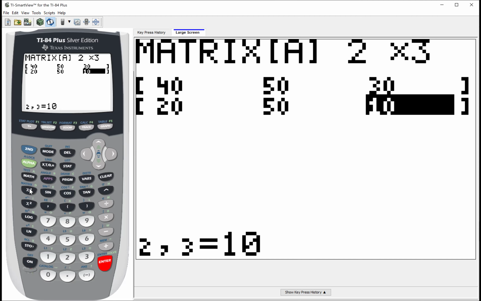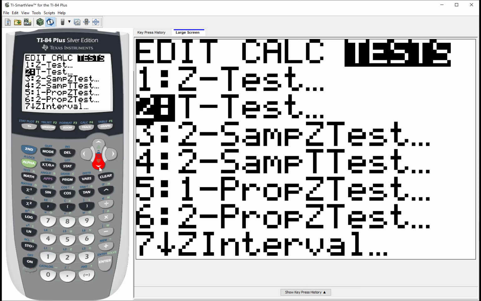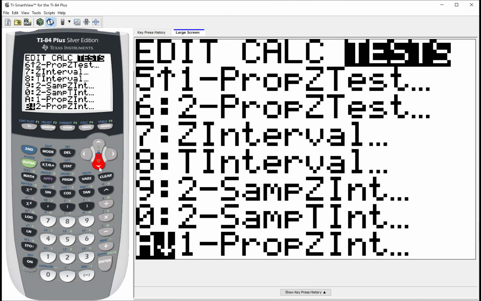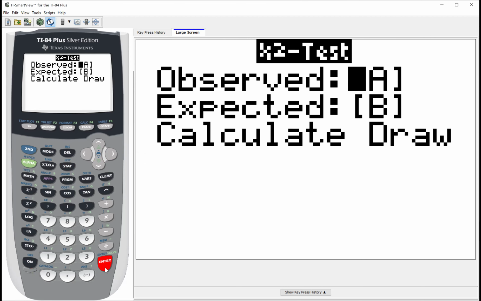So once we enter our matrix into the calculator, we could do a chi-square test. So we press stat, arrow over to test, and it's option C. So chi-square test. So the observed is the matrix where we entered that contingency table. I did it in A. You could just always use A, and then you don't have to think about it.